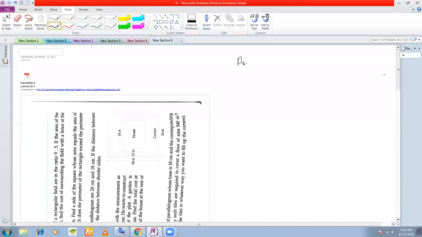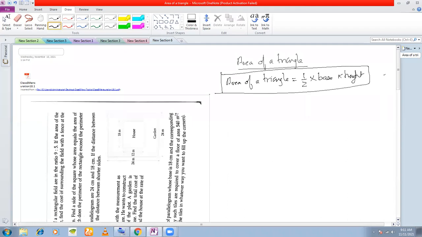Area of a triangle. The formula for area of a triangle is half into base into height. Is equal to half into base into height. Okay, remember this.